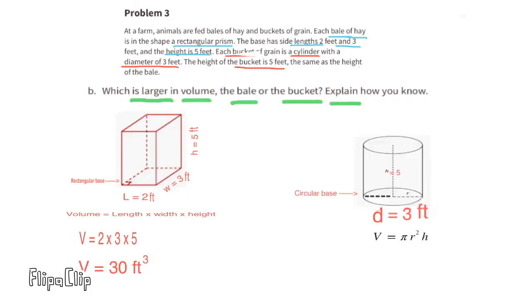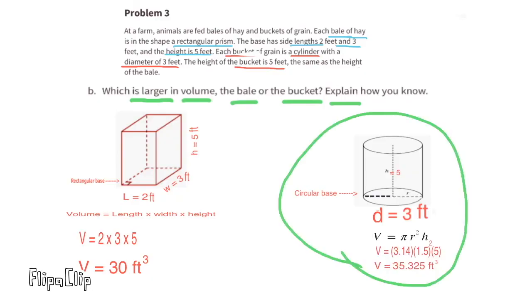To find the volume of the bucket, we need to multiply pi times r squared times height. 3.14 times r squared times height. Since the diameter is 3, the radius is going to be 1.5. So 3.14 times 1.5 squared times 5. The volume of the bucket is approximately 35 feet cubed. The bucket has the larger volume.